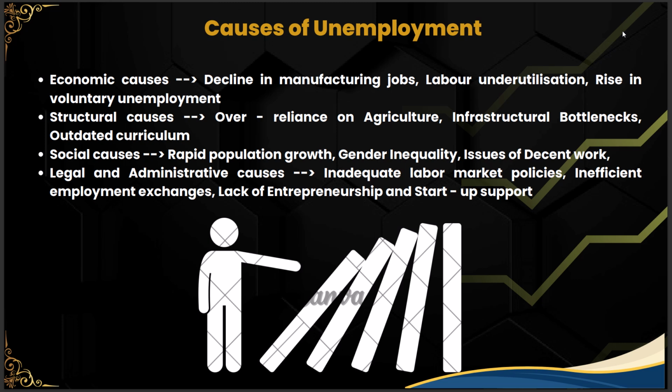That is voluntary unemployment. Next one is structural causes. Over reliance on agriculture. Dependence on agriculture provides only seasonal employment for only a few months.